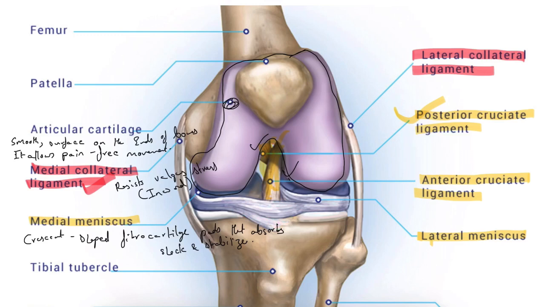Next, the lateral collateral ligament. Its main function is the same as the medial collateral ligament. It resists varus, and varus means outward. If you know about genu valgum and genu varum, you can understand this very easily. So this is the main function of the medial collateral ligament and lateral collateral ligament.